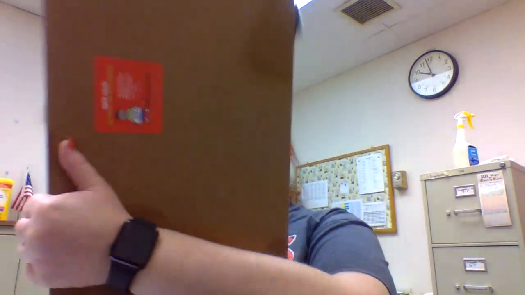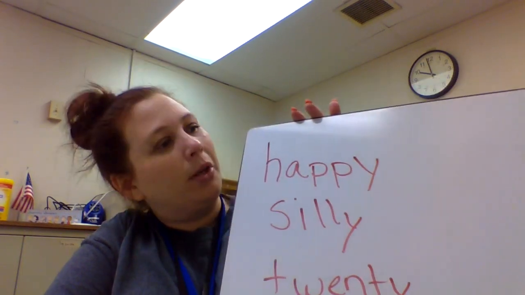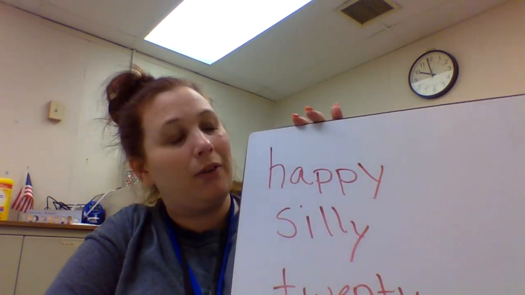Next, I want you to repeat some words for me. Happy, happy. Silly, silly. Twenty. What sound are you hearing at the end of those words? The E sound, right? Happy, silly, and twenty. What letter are you seeing here that could be making that E sound? It's a Y. That's right. So we learned about how Y can make that I sound at the end of a word. It can also make the E sound at the end of a word.